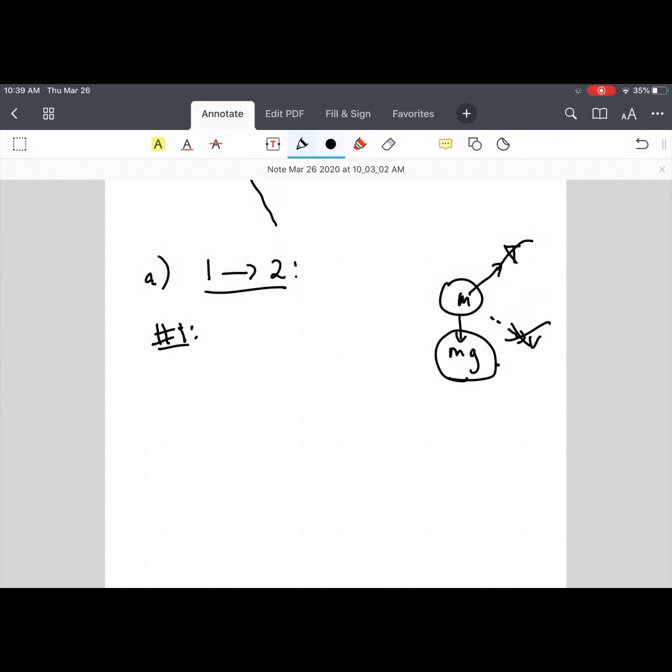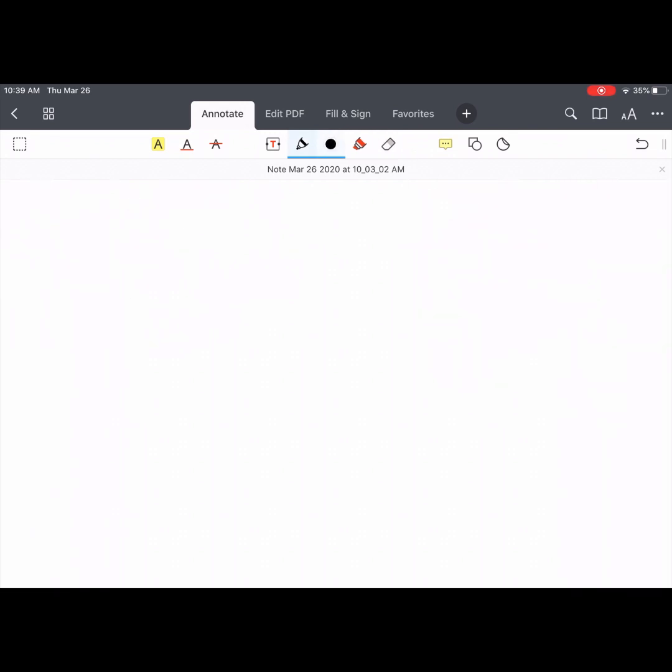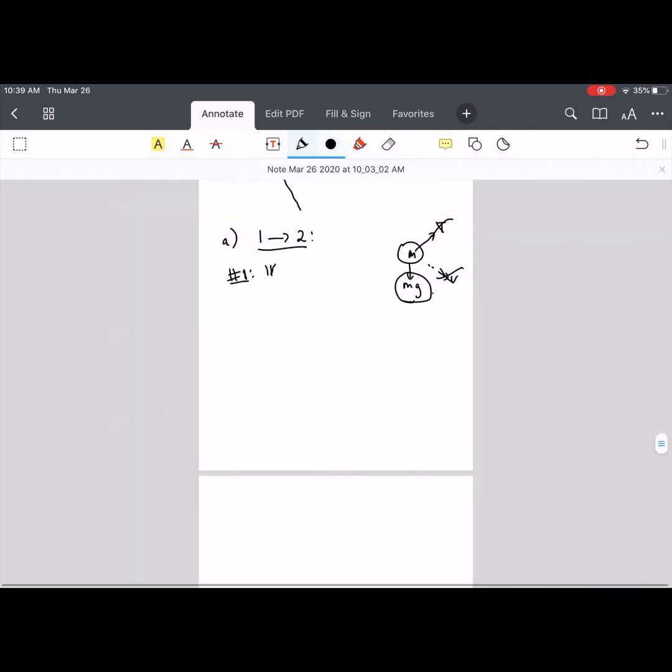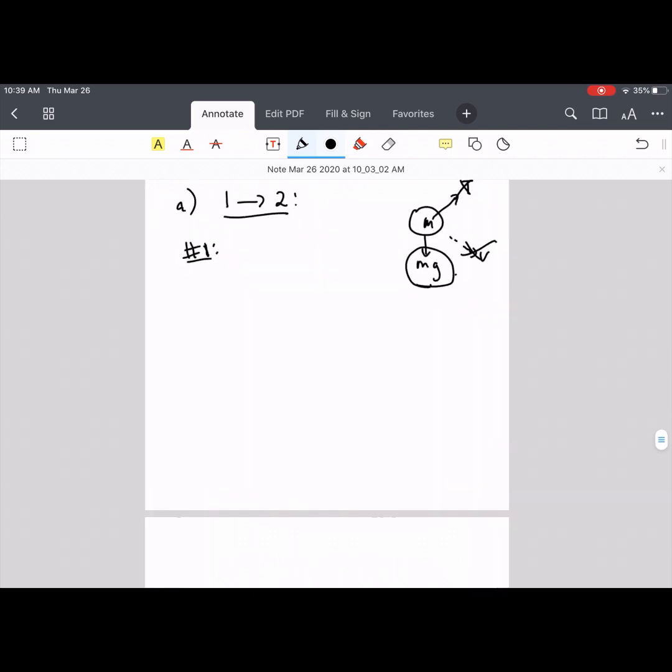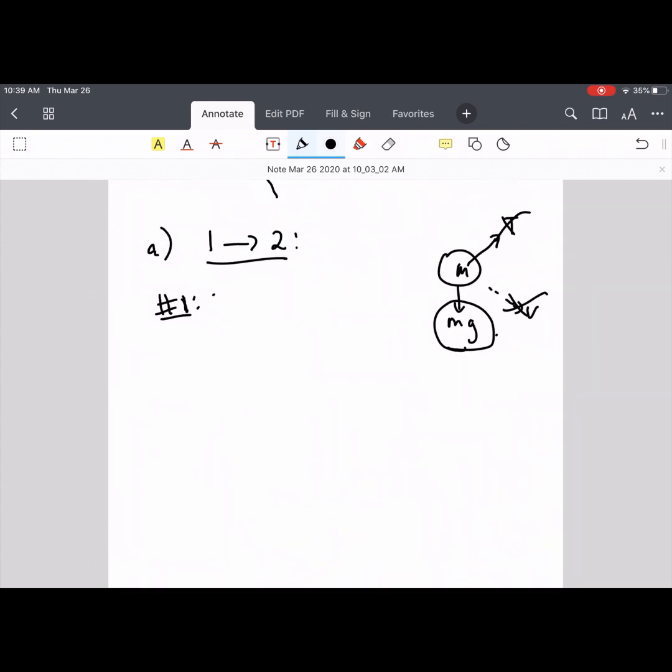So let's start with object lowercase m, the smaller mass. Its initial kinetic energy, the kinetic energy of mass little m at time 1, is just 0 because it's not moving. What about the gravitational potential energy? Gravitational potential energy is, by definition, mass times gravity times the initial y coordinate.